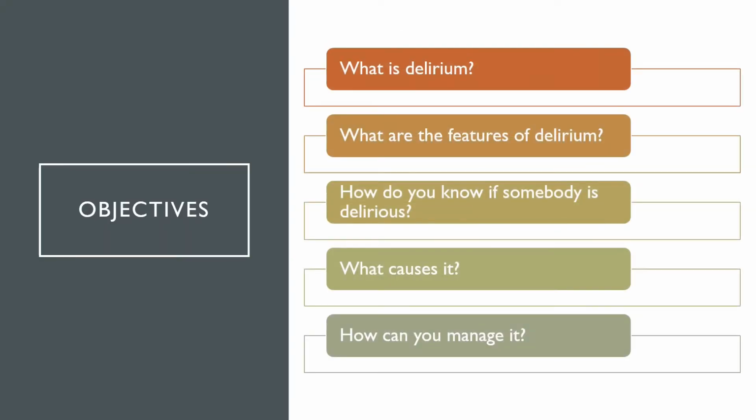I'll start by explaining what delirium is and the features of it. I'll go on to explain some tools that you can use to help you assess if a patient is delirious or not. I'll talk about the causes, and then finally how you can manage this yourselves and also within your teams. I'll be very concise and highlight the key points which I believe are mostly relevant to you when you start practicing in the clinical environment.